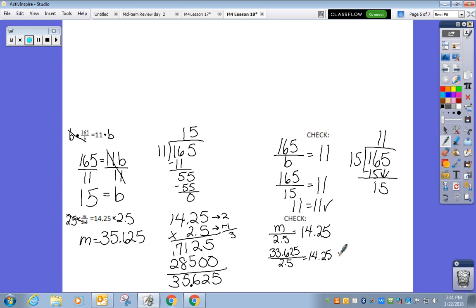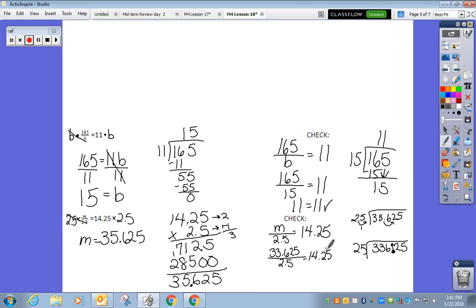I'll show my work to the side. So this is 33.625 divided by 2.5. Remember, we're just going to move the decimal to the end here, which was 1 place. So we'll move it 1 place here. Okay, since there's a decimal here, we're going to pull it straight up.